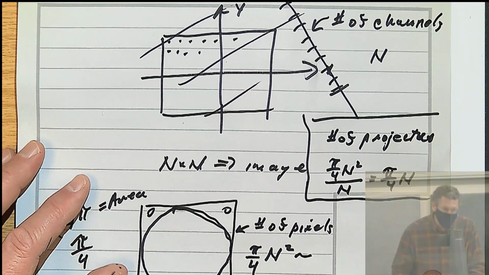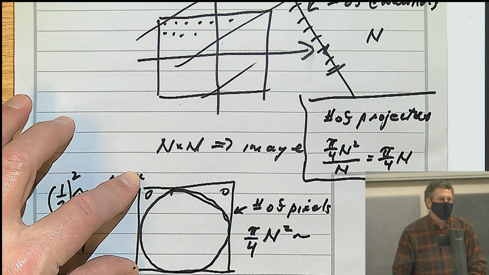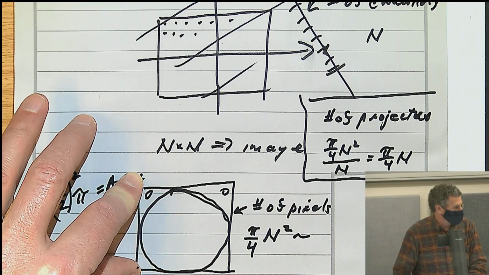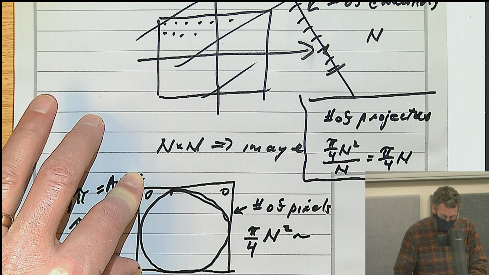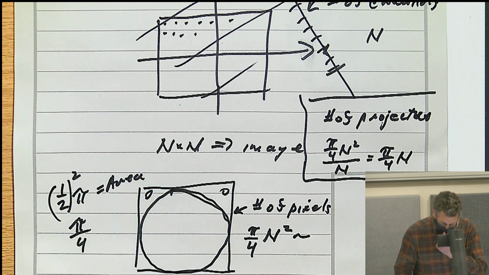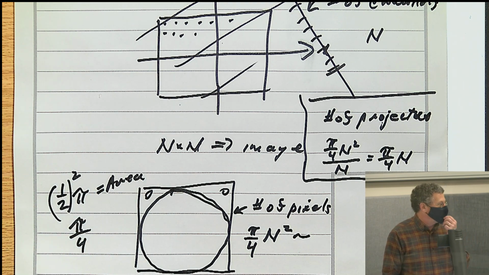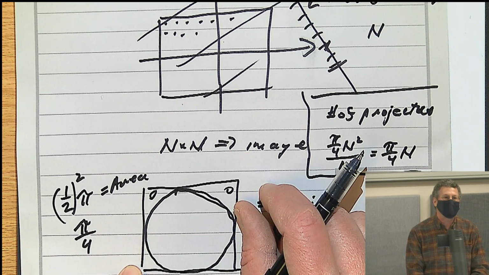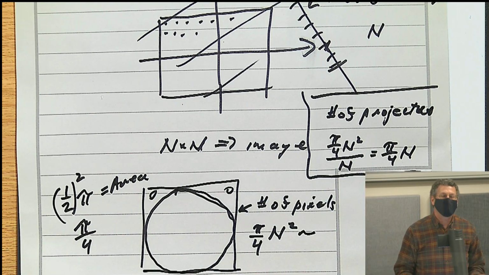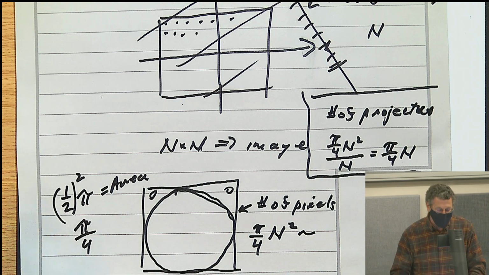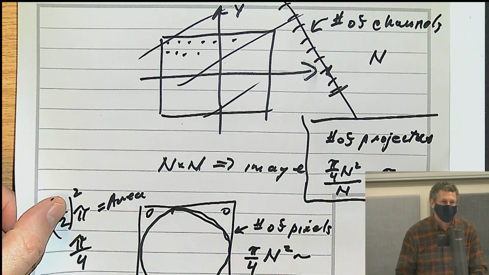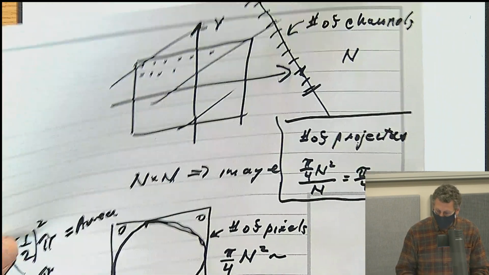So if you're trying to reconstruct an image which is 1,000 by 1,000, you need at least roughly n projections. So to reconstruct a 1,000 by 1,000 image, you need about 1,000 projections. So the number of projections goes up pretty rapidly with the size of the image, is my basic point. Okay, so that's interesting.